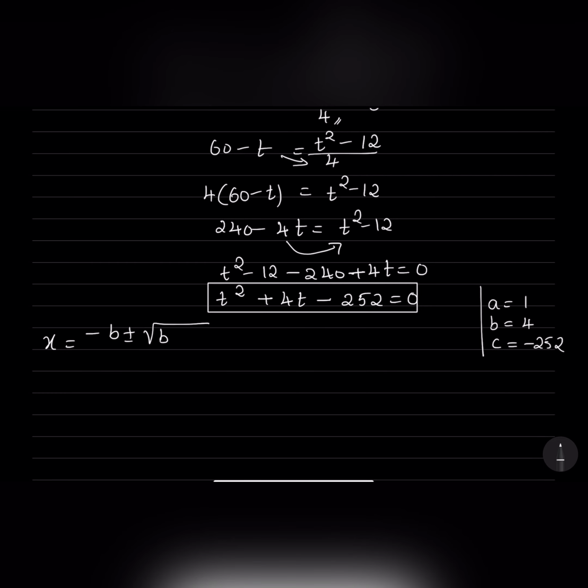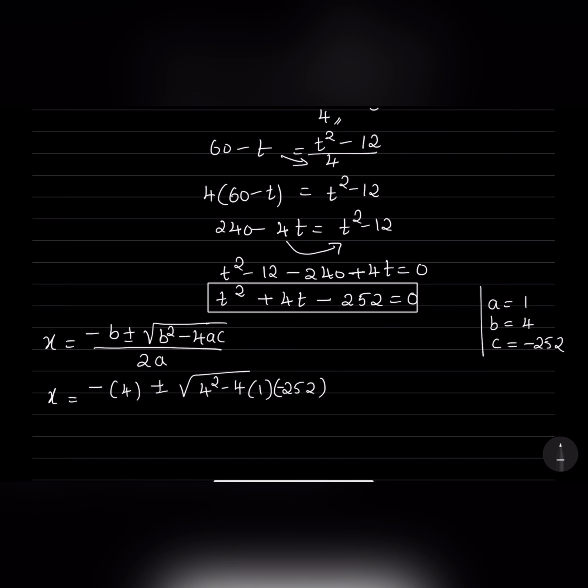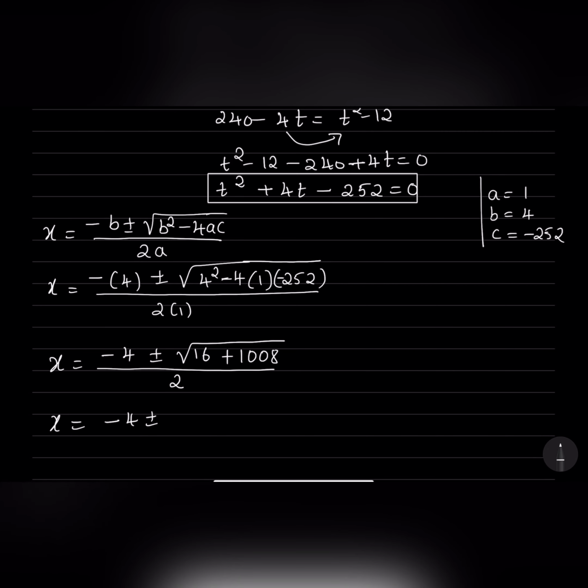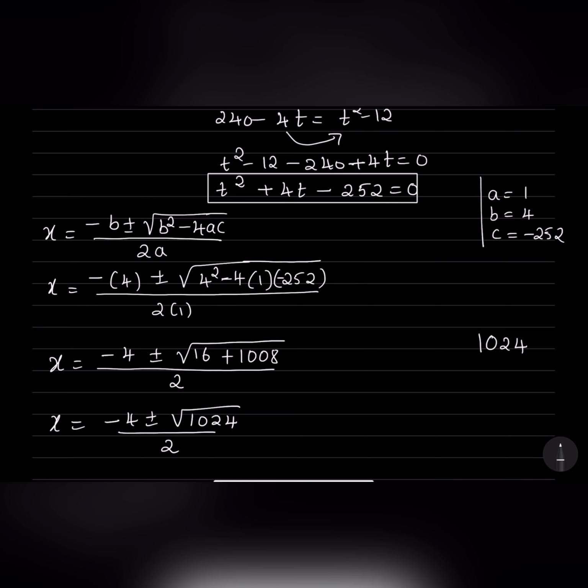x is equal to minus b plus or minus square root of b square minus 4ac divided by 2a. So x is equal to minus 4 plus or minus square root of 4 square minus 4 into 1 into minus 252, divided by 2 into 1. So x is equal to minus 4 plus or minus square root of 4 squares are 16, and minus into minus plus 252 4s are 1008, divided by 2. So x will be equal to minus 4 plus or minus square root of 1024 divided by 2.